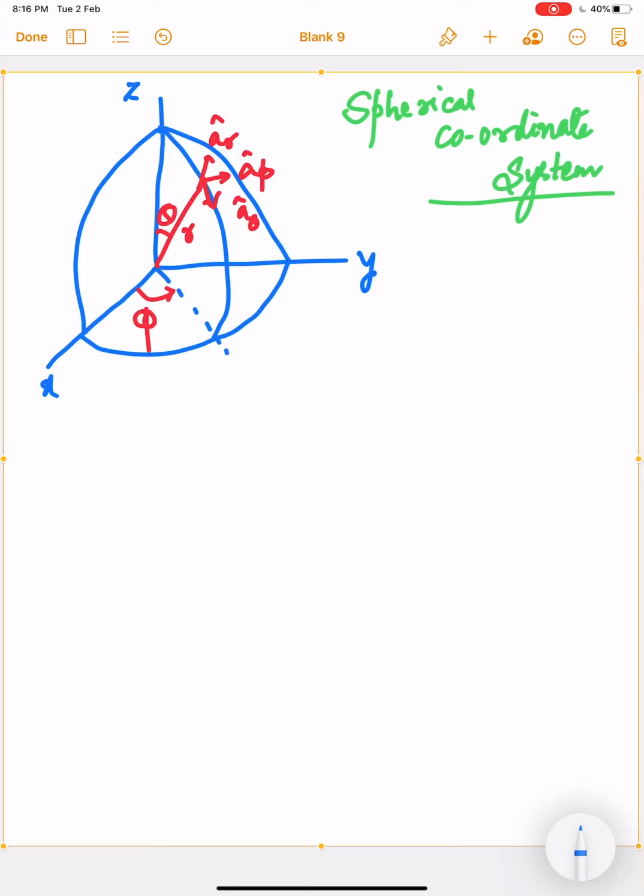Hey everyone, let's study spherical coordinate systems. Why do we need a spherical coordinate system now? We have Cartesian, we have cylindrical, but the spherical coordinate system is very appropriate when we are dealing with problems that have a degree of spherical symmetry.